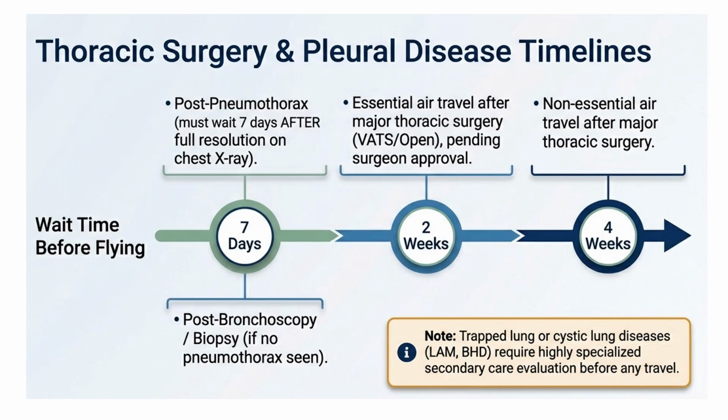Sometimes a patient needs major surgery, thoracic surgery, or open surgery. If the patient needs to fly essentially, they usually take rest for 2 weeks and get surgeon approval. For non-essential air travel, after surgery the patient needs to rest for 4 weeks. Sometimes trapped lung or cystic lung disease, LAM or Birt-Hogg-Dubé, requires a high specialist opinion.